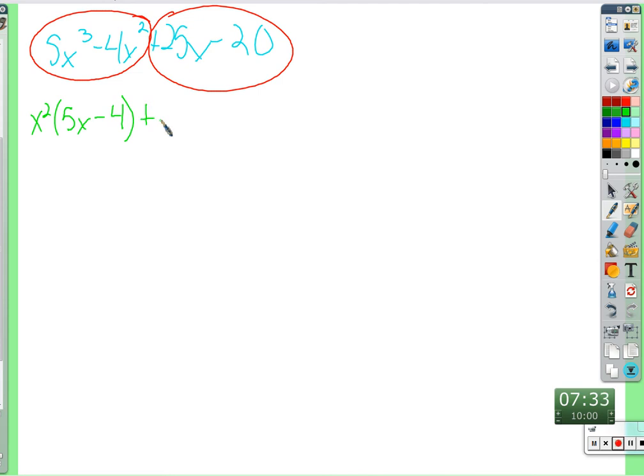plus this other group. In this other group, is there anything that these two have in common? I heard a 5. Yeah. If you factor a 5 out of here, what are we left with? 5x minus 4. Yeah. So look at that. It just so happens that when we take those two groups and factor their common factors out, what we're left with are identical parentheses factors, or however you want to call that.